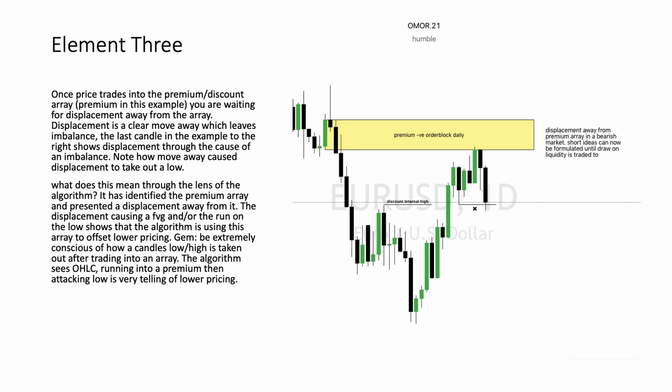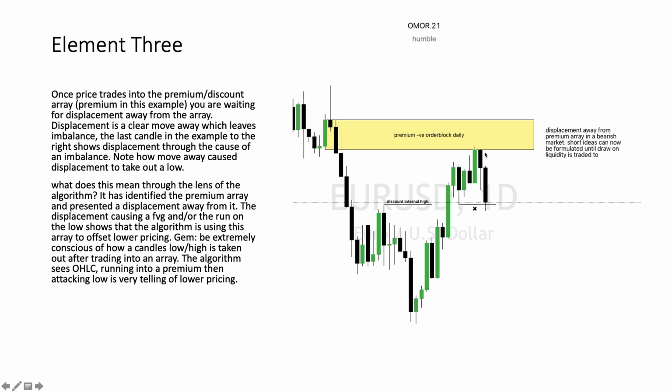Now, displacement is a clear move away, which leaves an imbalance, right? So you see we traded into this premium, and you see this candle here, it created an imbalance from this candle's low to this candle's close. There is only sell side offered. That is an imbalance in price. There's no overlapping of buying happening here. Now, in addition to the displacement offered here, it also took out this low, which shows a change in the state of price delivery.